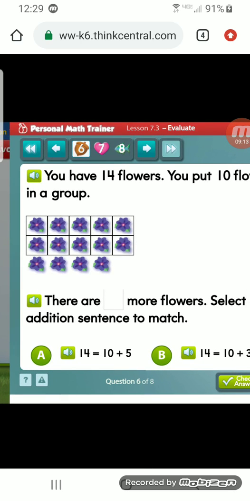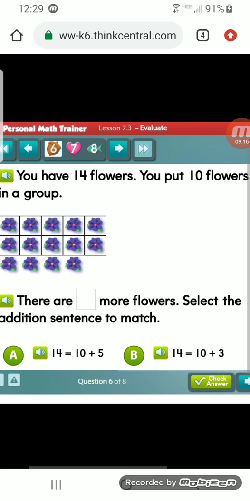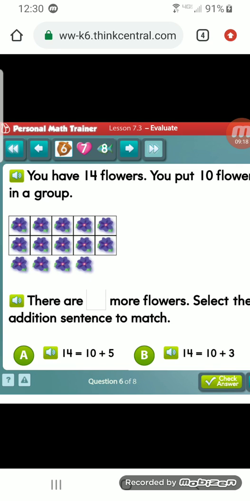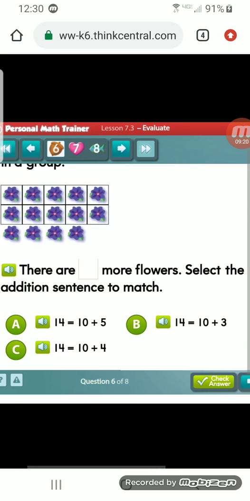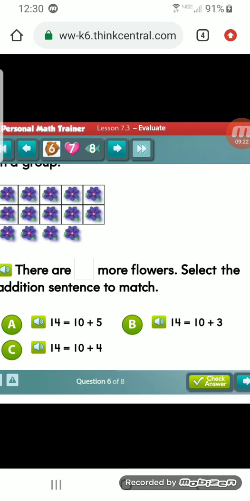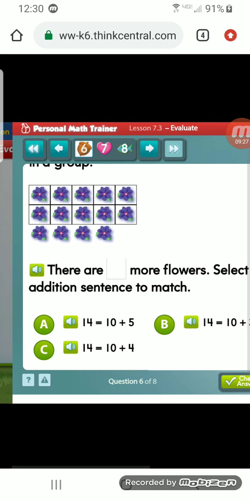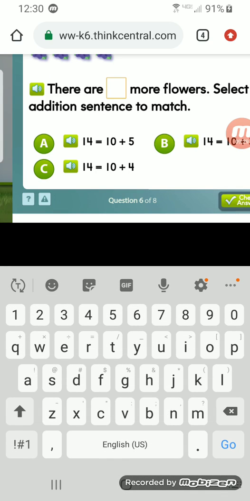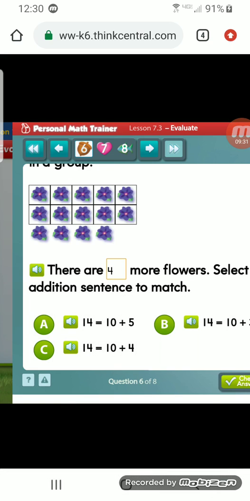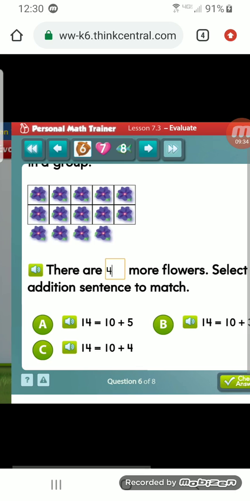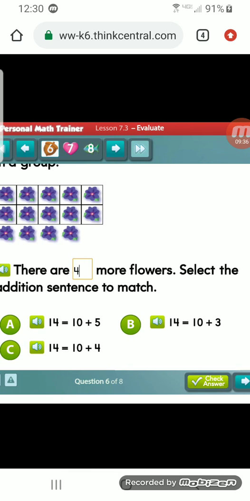It says, you have 14 flowers. You put 10 flowers in a group. So how many extra flowers did we see? There was 10, and then there were 4 extras. Now we have to pick the addition sentence that matches our picture. So when I look at that picture, I see a group of 10 and a group of 4. Let's listen and see if we can figure out which one matches.